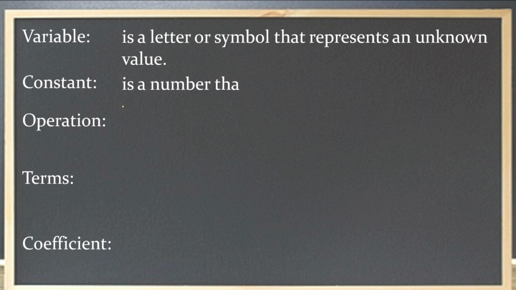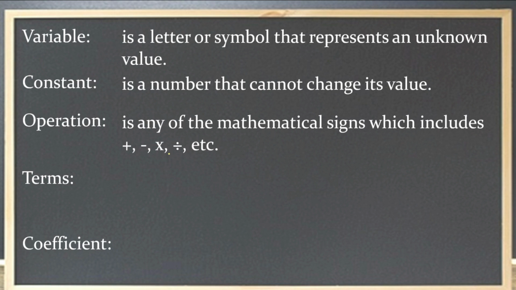And for constants, a constant is a number that cannot change its value. So the value of a constant doesn't change in any algebraic expression. It remains the same. And for operations, an operation is any of the mathematical signs which include the plus, the minus, the times, the division, and so on. It also includes parentheses and the exponent, or we call it power. So they are the operations in mathematics.